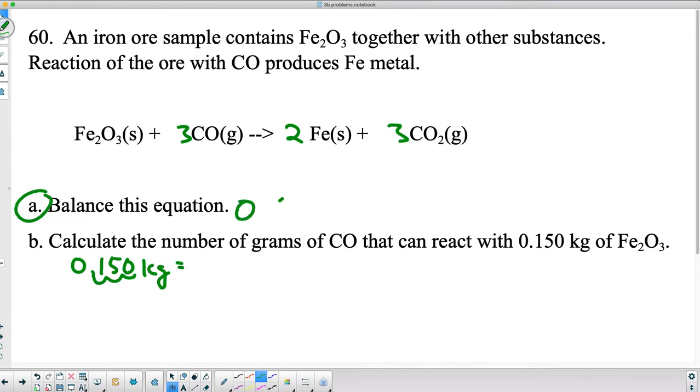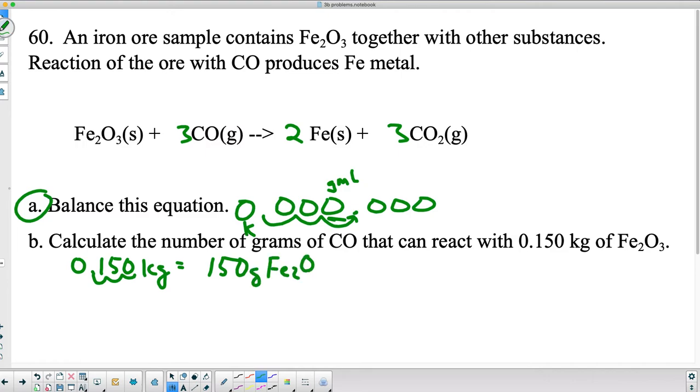Why do I do that? Remember this all the way back. This is kilo here, and this is grams, meters, liters, like this. So from kilo to grams, I go 3 places to the right, which means I have 150 grams of Fe2O3, like this, over 1, and now I start my problem.